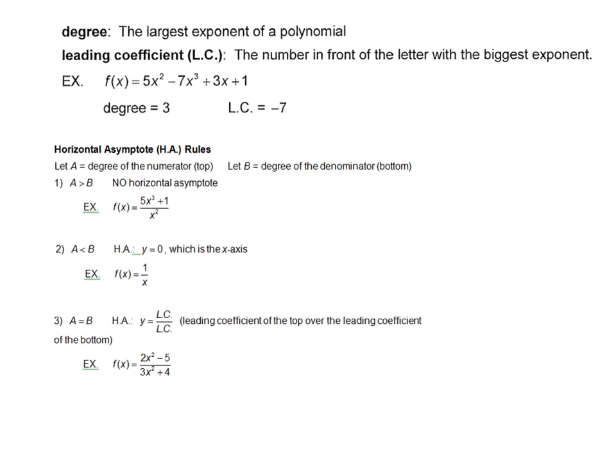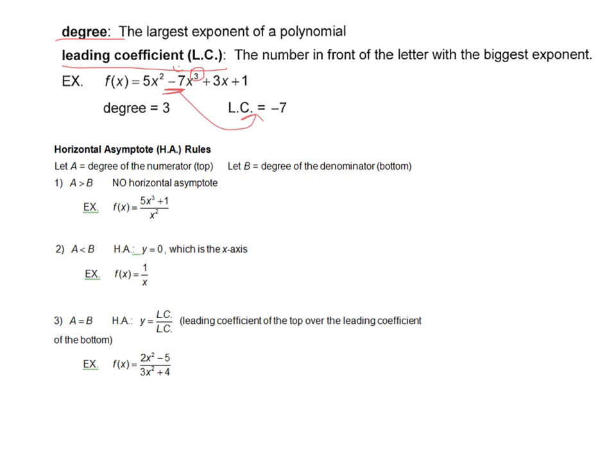Also horizontal asymptotes. To locate these, we must define some terms and then look at a set of rules. The first term is degree. The degree is the largest exponent of a polynomial. And then the second term is leading coefficient that we'll just call LC rather than writing all that out every time. And that's the number in front of the letter with the biggest exponent. So for this example, the biggest exponent is 3. So that's the degree, and then if you look to the front and see the negative 7 in front of that x cubed, that's the leading coefficient.